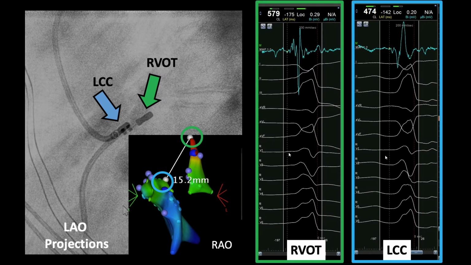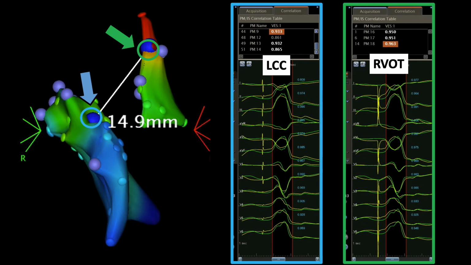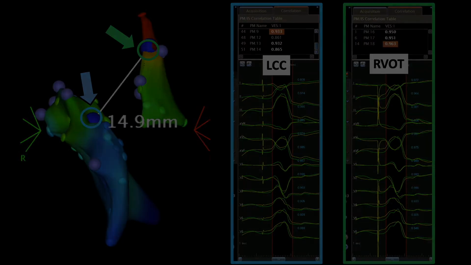At this location, ablation was temporarily successful with early recurrence. Surprisingly, mapping of the LVOT showed the earliest point on the right side, and ablation at this location, which is shown in green, was successful. The distance between the 2 points was around 15 mm. The best pace mapping scores in the left and right outflow tract were 93 and 96% respectively, as we see here.